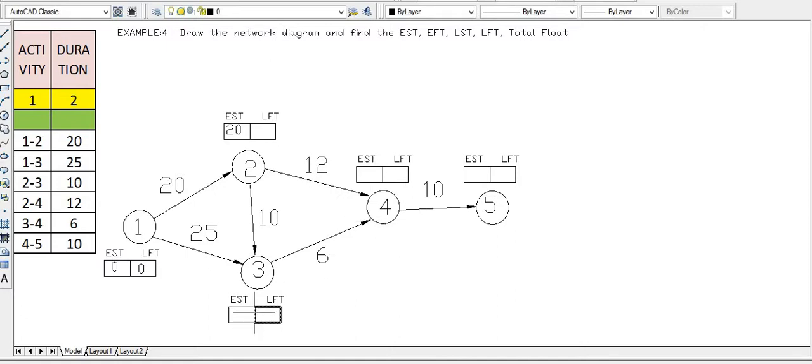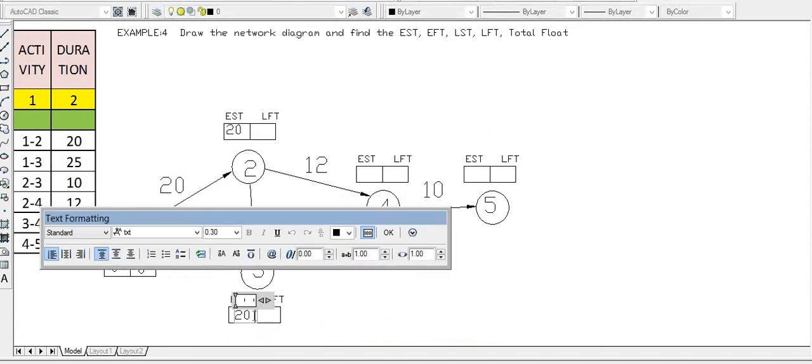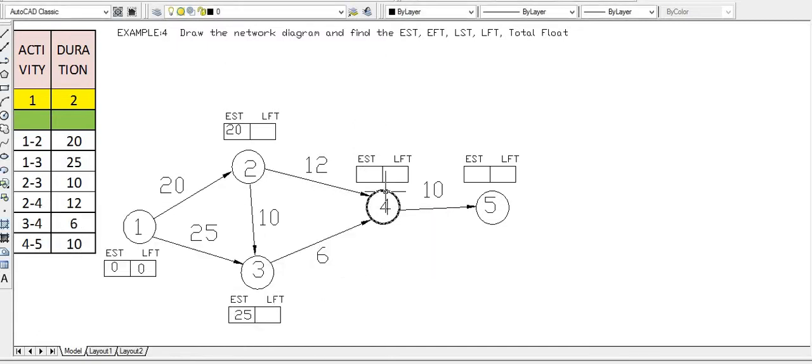What is the earliest start time for the activity 3? So 0 plus 25. First we are calculating the earliest start time from the starting node. So 0 is the earliest start time. What is this activity? 25. So 25 plus 0 will be the earliest start time for this event 3. So we will have this as 25. We will copy this 20 and edit this as 25. Okay?